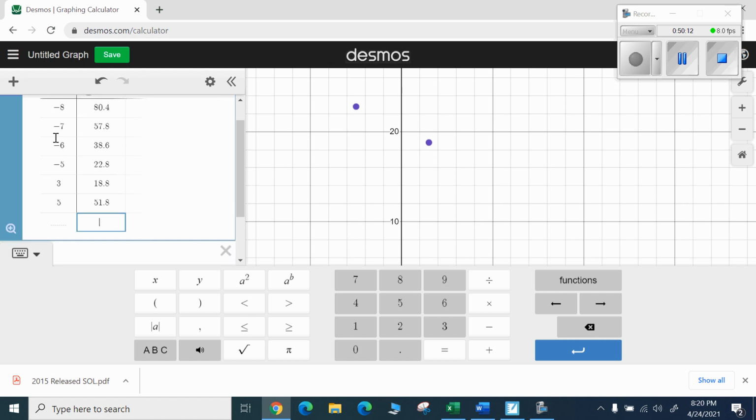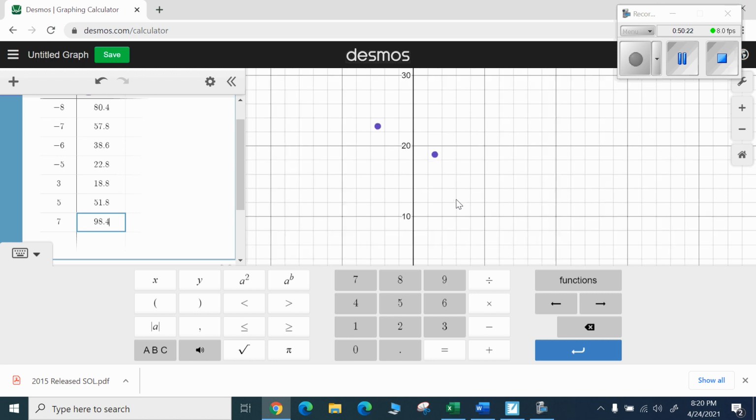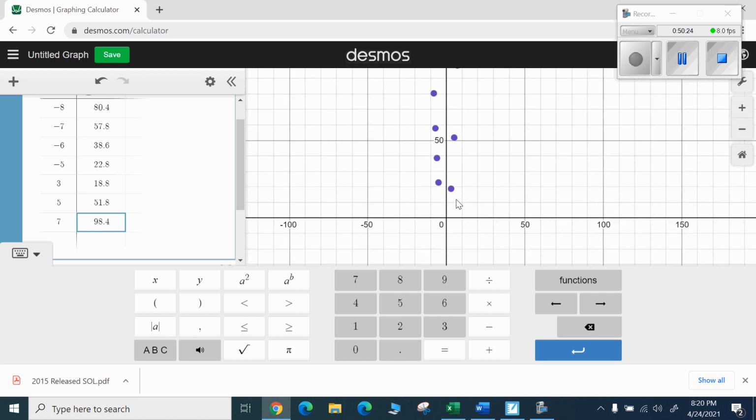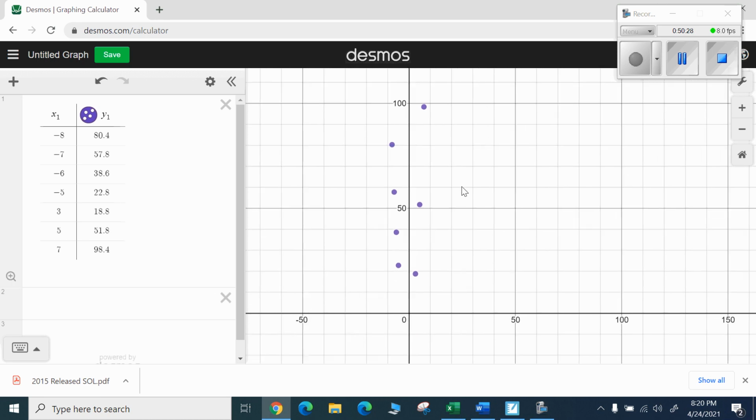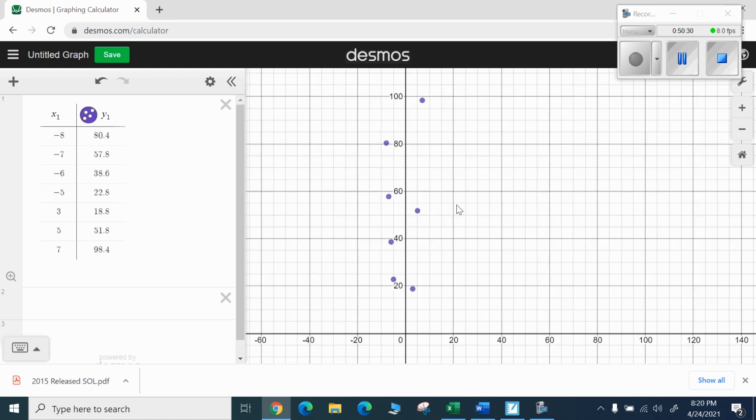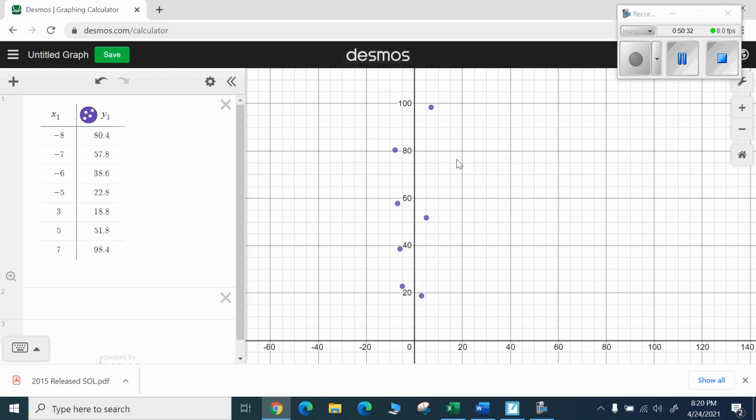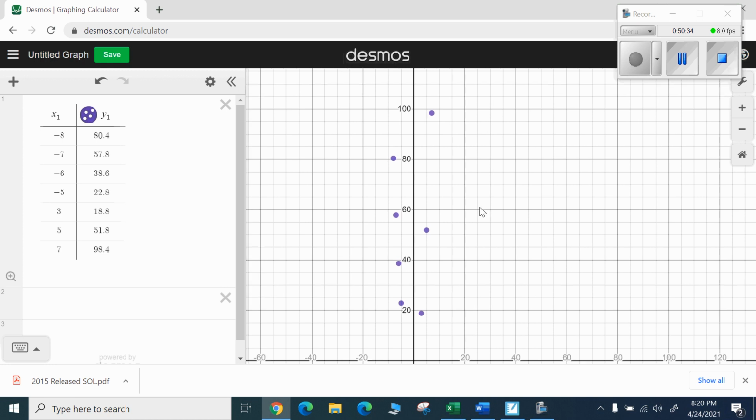551.8, and then 798.4. Okay. Now, I have a whole bunch of points here, but right now I can only see 2 dots. So I need to zoom way out until I can see all my dots. Actually, I'm going to zoom out as far as I have to, but as close as I can. I want to see these dots as largely as possible.